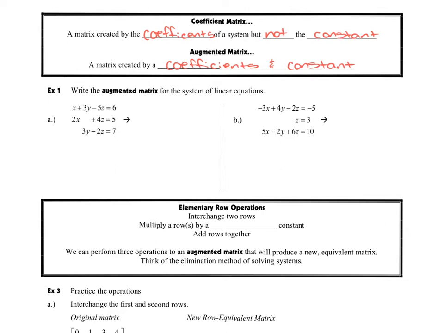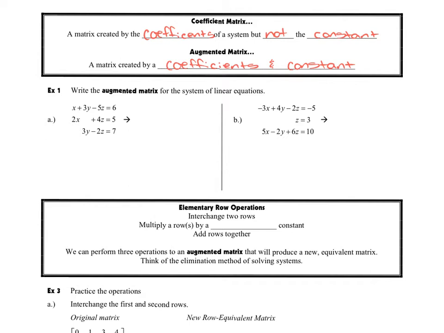All right, folks, it's back in action here. On this page of notes, we are going to introduce a few more vocabulary words so that on the next page, we can actually start solving some equations using our matrices instead of our traditional algebra approaches.